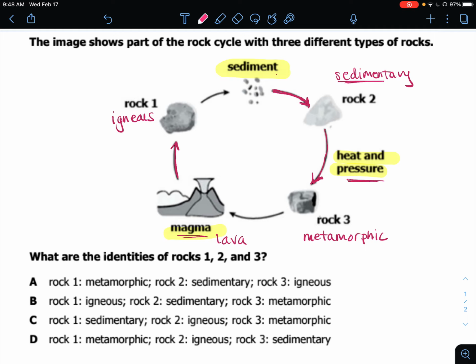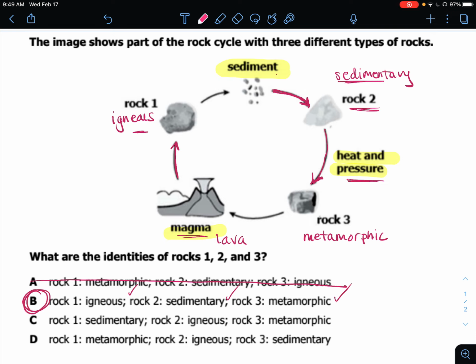So let's take a look at our answer choices here. A says rock 1 is metamorphic. Nope, because we just labeled rock 1 as igneous. So nope. B says rock 1 is igneous. Check, because look right up there. Rock 2 sedimentary. Check, because we already labeled it. And rock 3 metamorphic. Check. So we know this must be it.